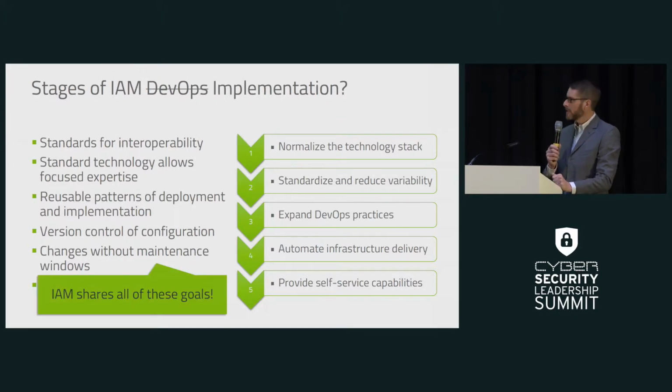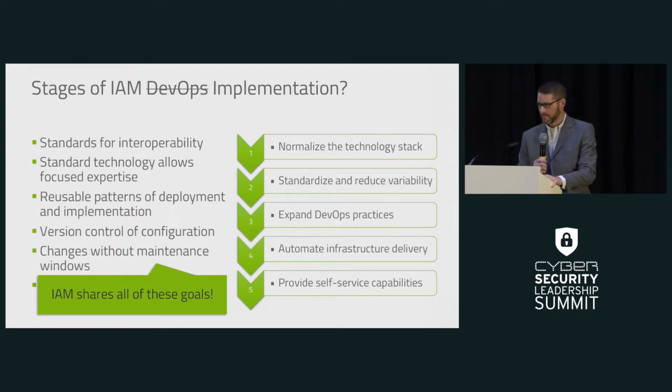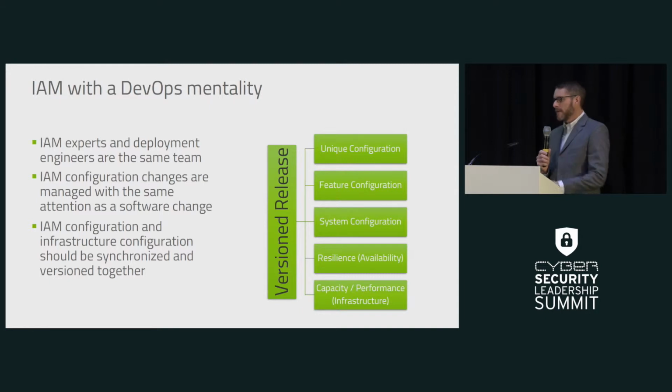Again, we can use all this for IAM. So DevOps says, let's do all these things. Yes, IAM tells us this too. The first thing an IAM vendor will tell you is, first, get all your identities in one place. Next, let's use that same IAM system everywhere. Well, this is the same methodology. So IAM with the DevOps mentality means that our IAM experts and deployment engineers are the same team.